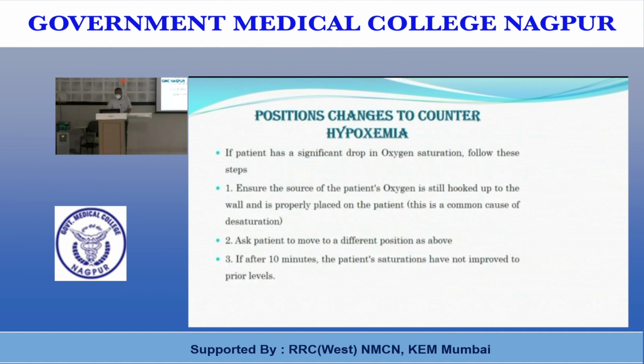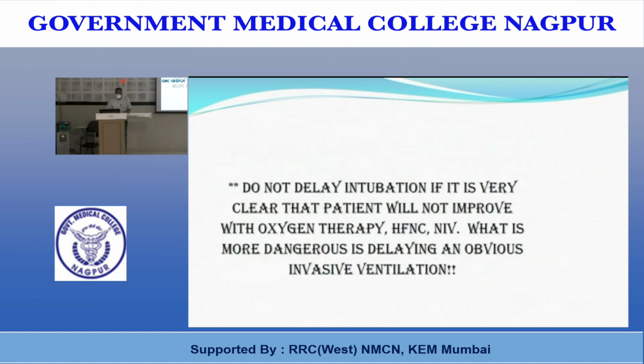If the patient has a significant drop in oxygen saturation, then we have to check the source of the oxygen, whether the oxygen tubing is loose or not attached to the flow meter. Ask the patient to move to a different position and check the oxygen saturation. If the patient is still not maintaining saturation, do not delay intubation. If it is very clear that the patient will not improve with oxygen therapy, high flow nasal cannula or NIV, go for invasive ventilation.